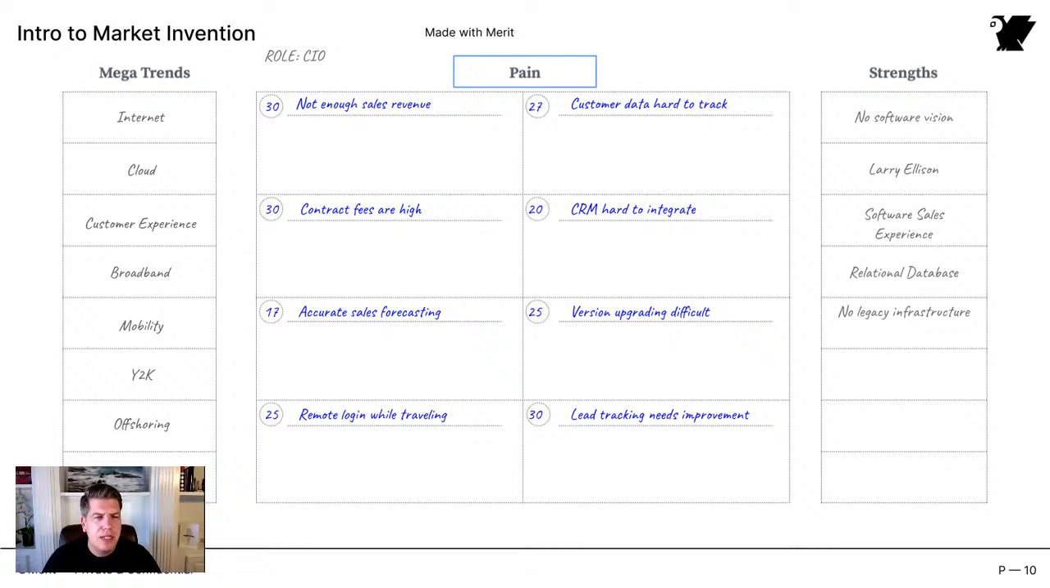So versioning was difficult. Remote login while traveling. That's another one common today. Okay, big issue again, mobility. Sales teams are mobile. If they're in the office and not on the phone, they're not selling. Unless you're only selling through the phone, many would argue, sales leaders especially, that salespeople shouldn't be in the office. They should only be in the office to check in.